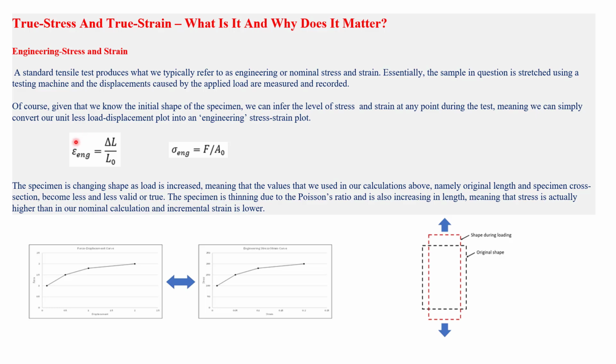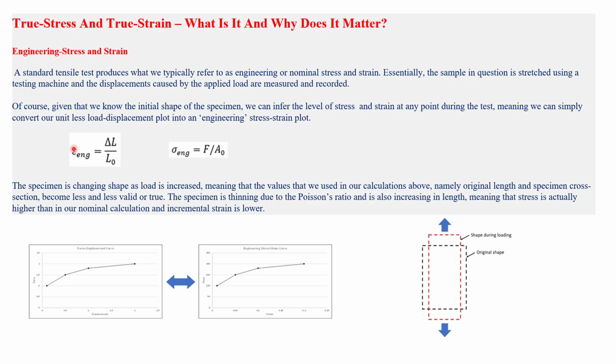Now, how do we calculate engineering strain? That is change in length to the original length. And engineering stress is equal to force per unit area, where this is the initial area of the specimen that we have taken. So with this, in the UTM machine, we are calculating engineering stress strain, right?